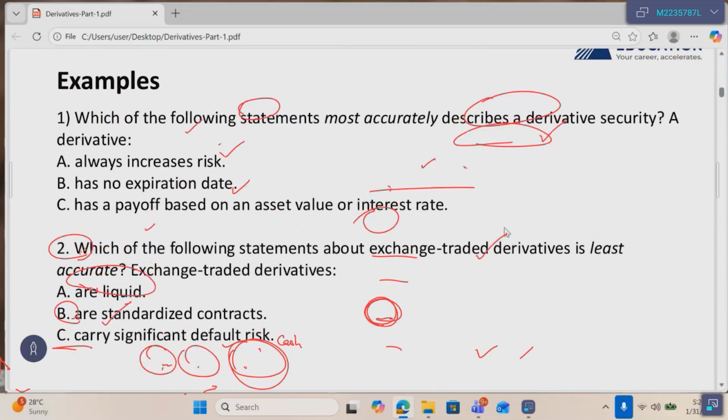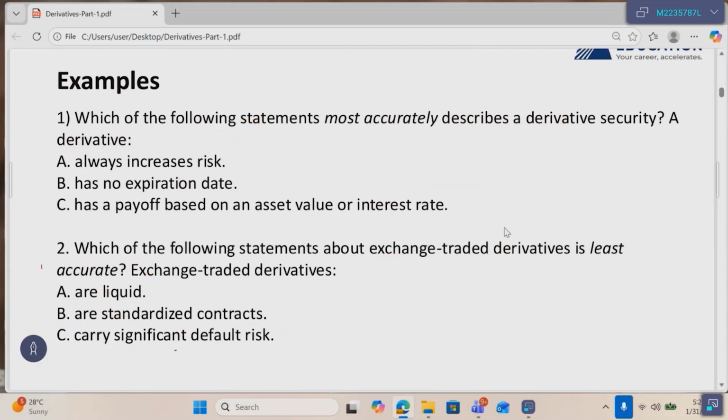Right? Quickly, we're not done with this. We just go to main parts. So that's your derivatives contract, derivatives markets. Which of the following most accurately describes a derivative security? Does it always increase risk? No, it is mitigating risk, right? Does it have no expiration date? No. Every derivative will expire either after 1 month or 2 months or 3 months. Does it have a payoff based on an asset? Yes, it's always deriving its value from another asset and therefore it's called a derivative.